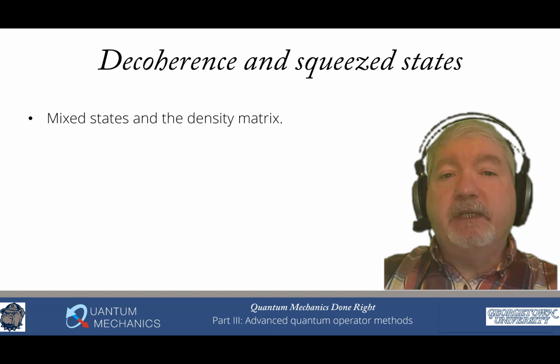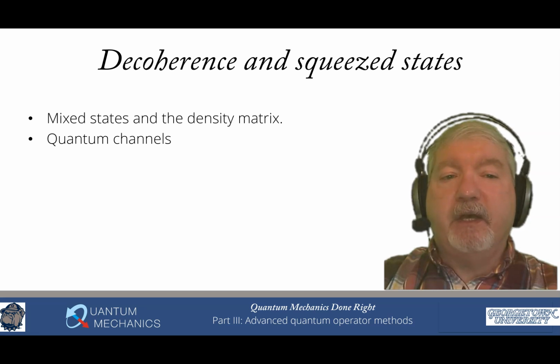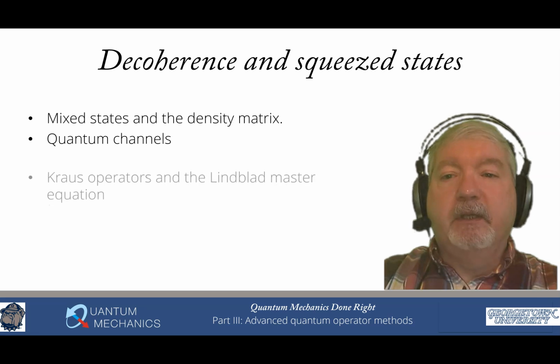Our next chapter is on decoherence and squeezed states. We look at mixed states and why you have to describe them by a density matrix. We look at what a quantum channel is, which is a way of mapping a density matrix into a density matrix as it evolves as a function of time.